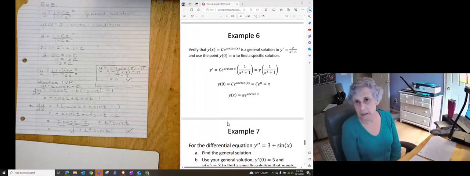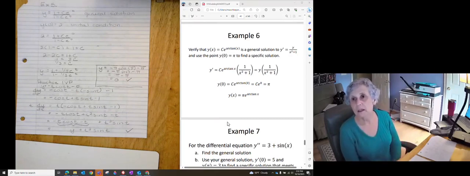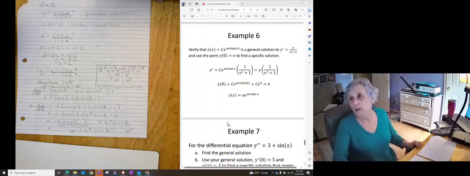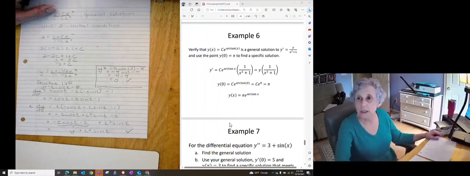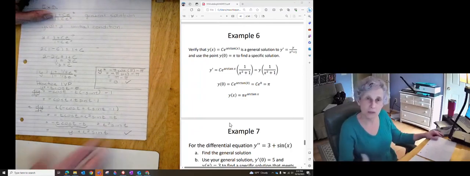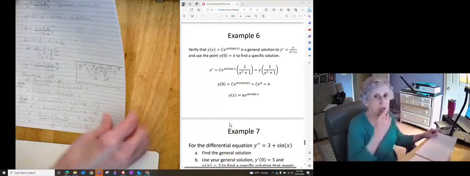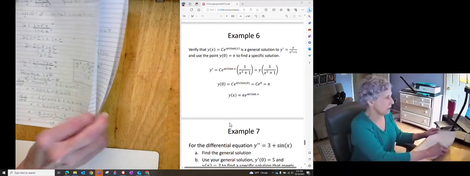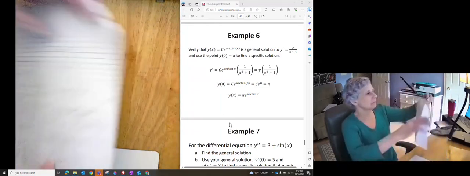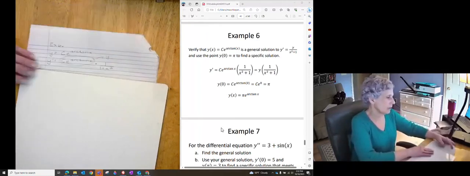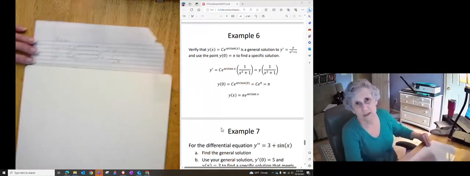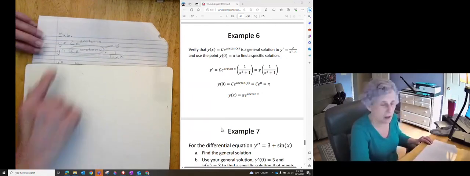Example 6. We want to verify that e to the arctan of x times c is a general solution to the differential equation y prime equals y over x squared plus 1, and then use that point to find a specific solution. So another initial value problem. I know the answer sitting right there, but I wrote it out too.